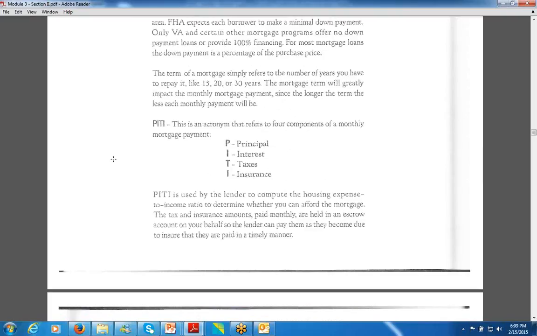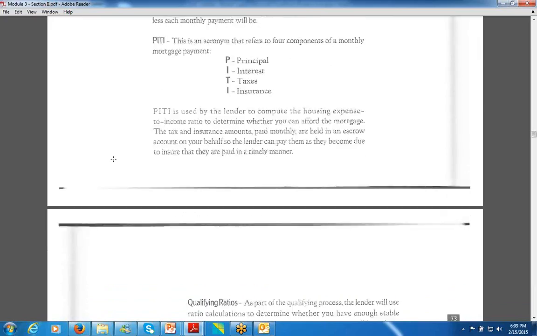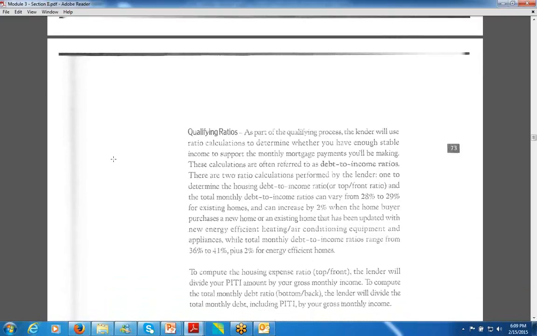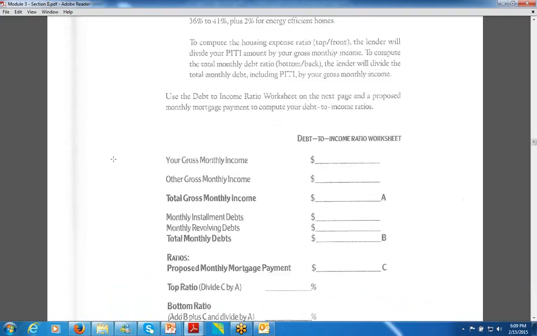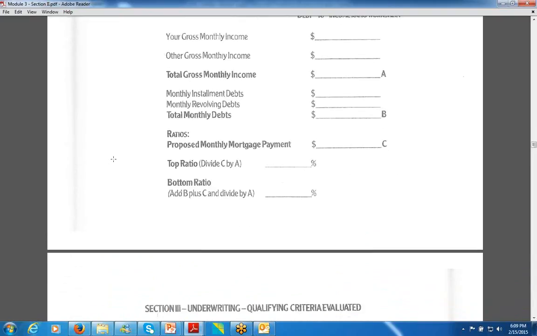We talked about PITI, put the M on there for mortgage insurance for most of you because you won't have 20% down, for your total cost of housing. The qualifying ratios, the debt ratios, we talked about those, so we won't belabor those.